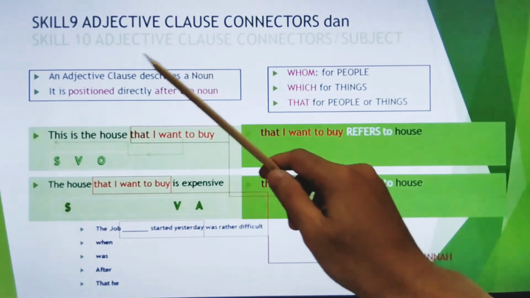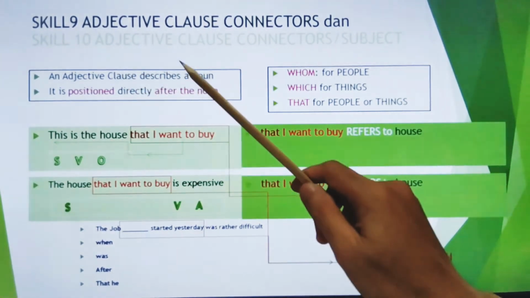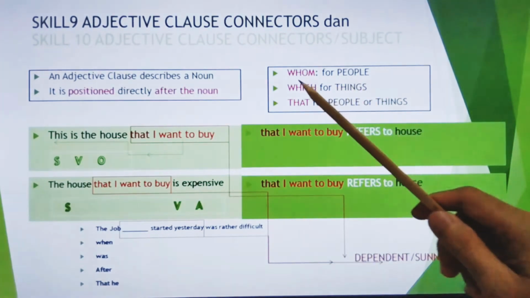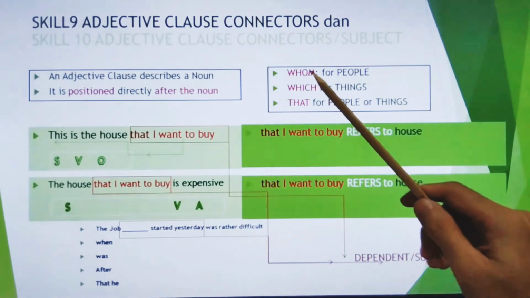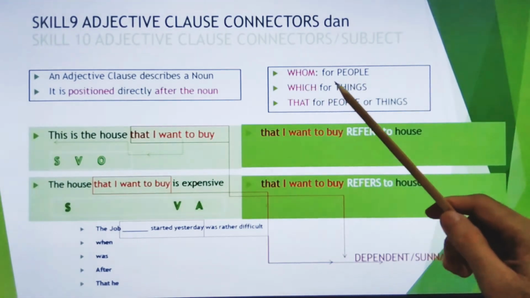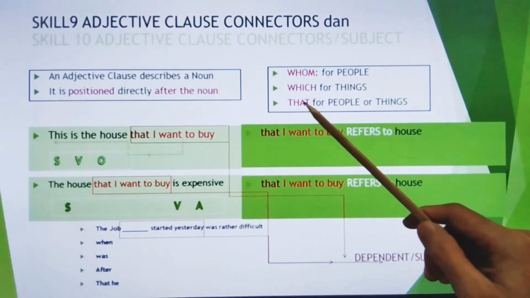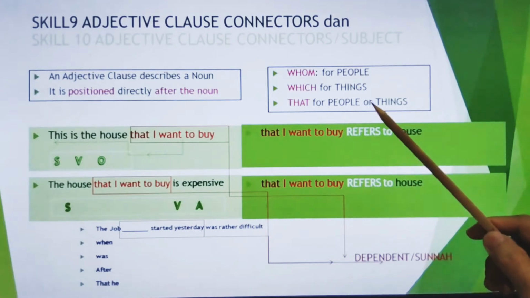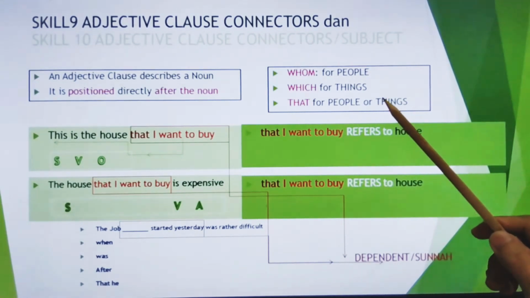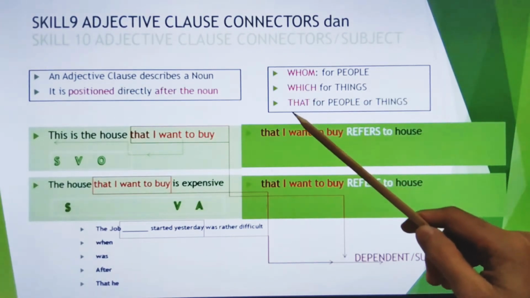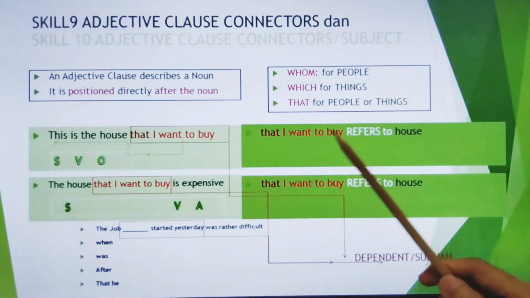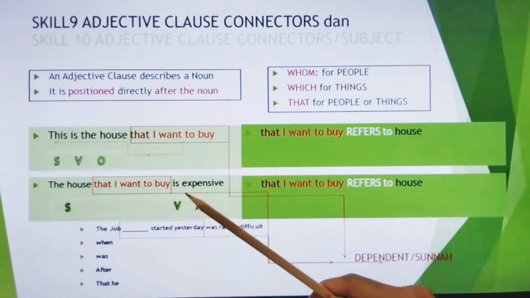Adjective clause describes a noun. It should be followed with connectors such as whom for people, which for things, and that for people or things. If you want to play it safe, you have to use "that" in daily conversation. Okay, so what about this one?